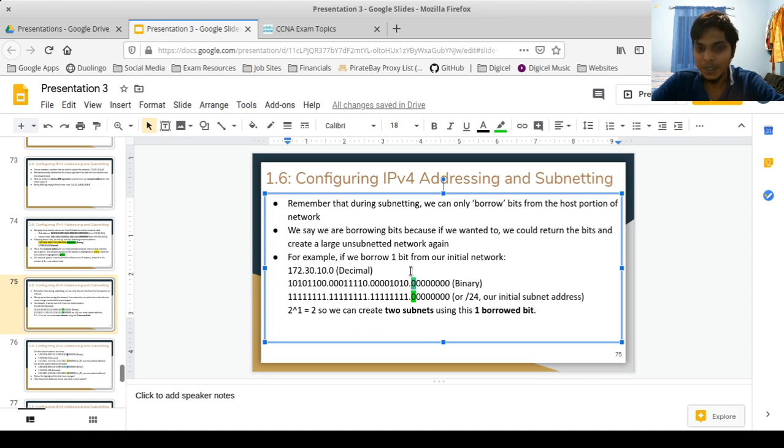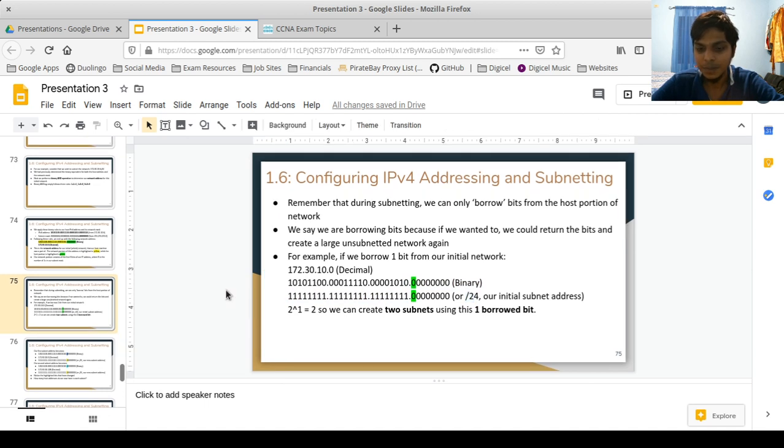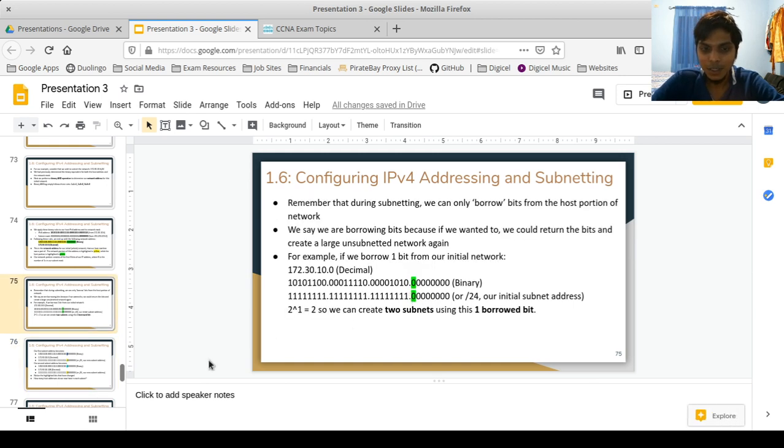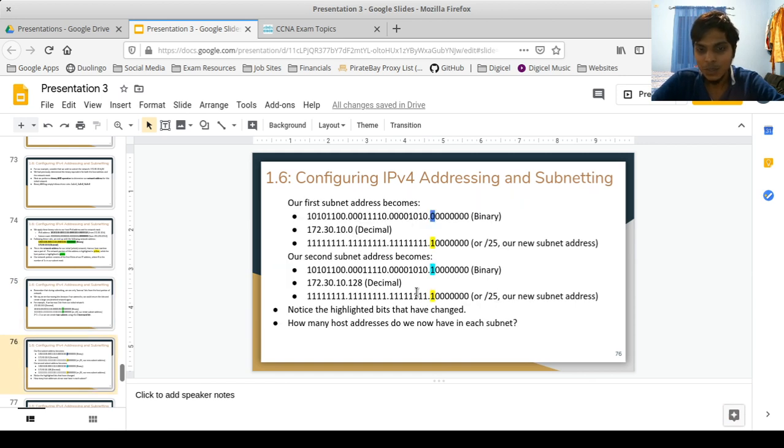So we borrow 1 bit here. Remember, this was our initial subnet mask with all of these 24 ones, which was /24. Now we're borrowing 1 bit, so that /24 is going to become a /25. Because we added in that 1, which was the 1 that we borrowed, it manifests here. That becomes a /25, our new subnet mask. Same thing here. Remember we said we created 2 to the power of 1, which is 2 subnets. So these are the 2 subnets we created.